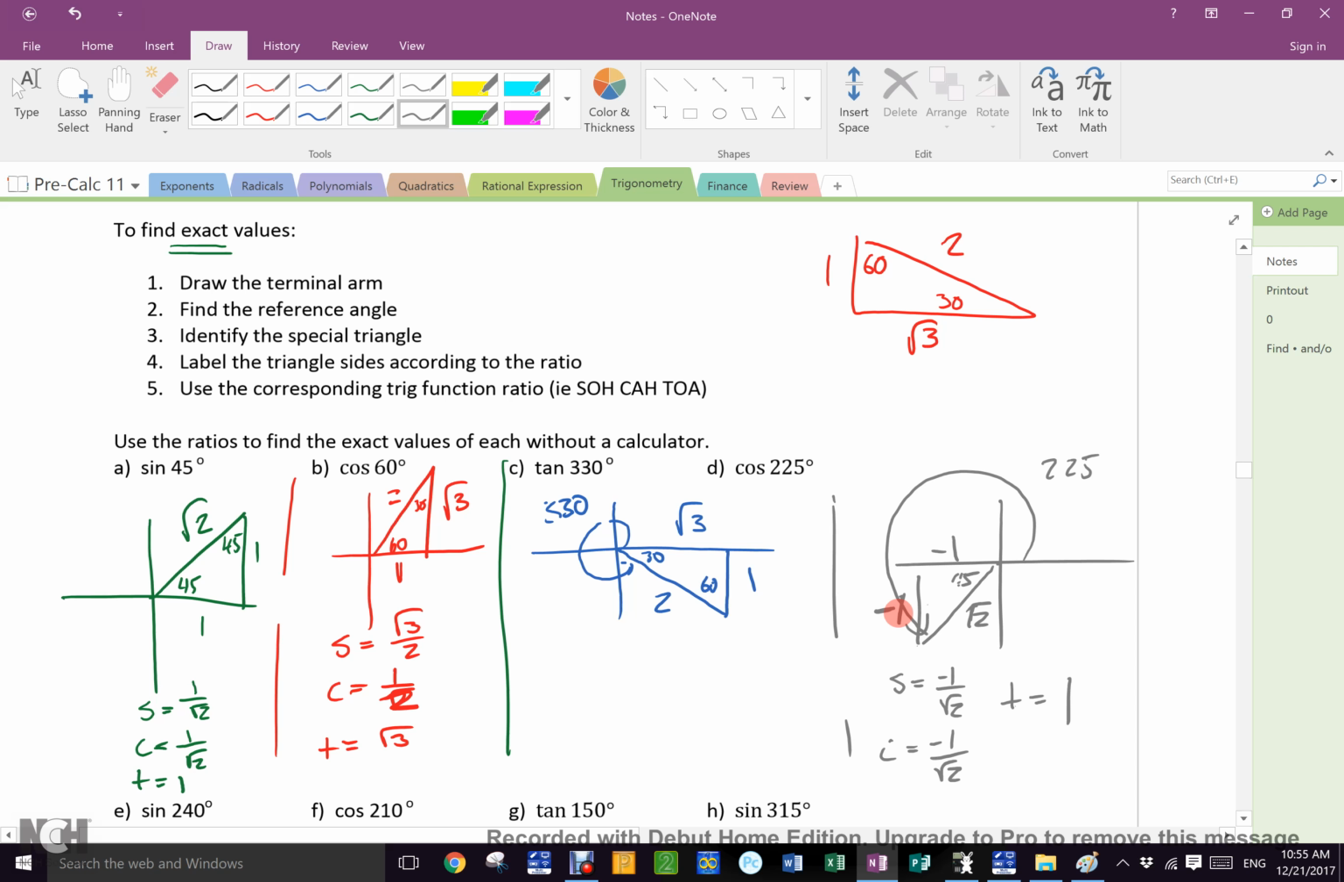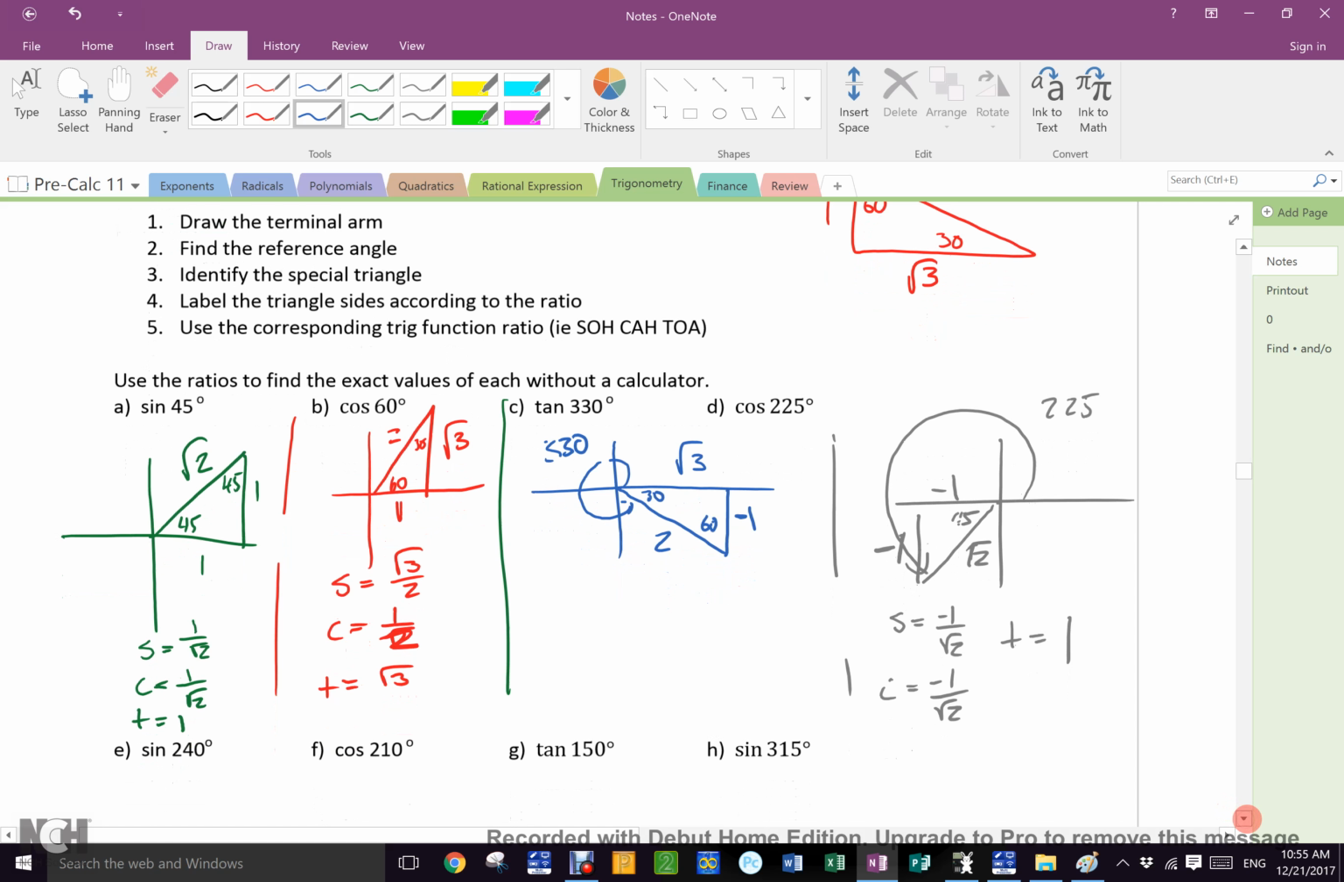So knowing this in C, would it be root 3, 2, and then negative? Yes. This should have been negative 1. Is everybody cool? Okay, you guys do E, F, G, H. Go.